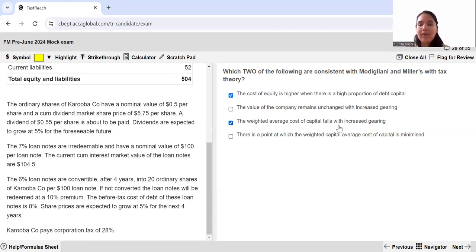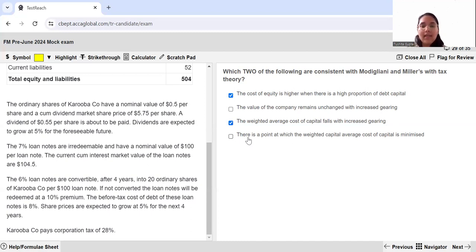What happens is that when you are increasing your gearing, in the beginning till the optimum level of debt, your cost of debt is lesser, and because of the tax benefit, you're getting capital at a lower cost. The debt is at a lower cost compared to equity. So initially, definitely your weighted average cost of capital falls with your increased gearing, but only till the point where you have reached the optimum level. After that, your WACC also eventually starts to increase.